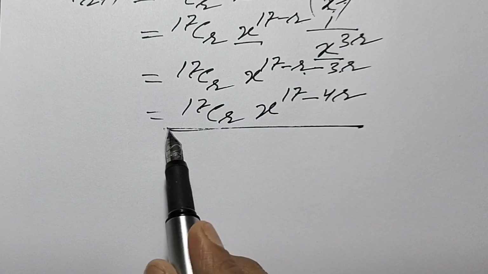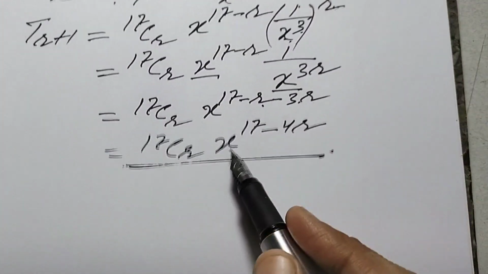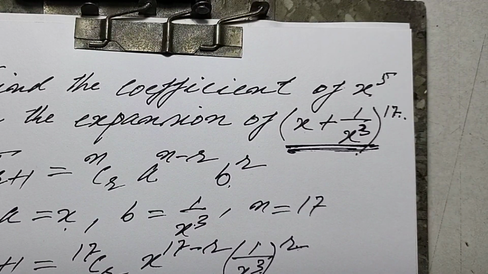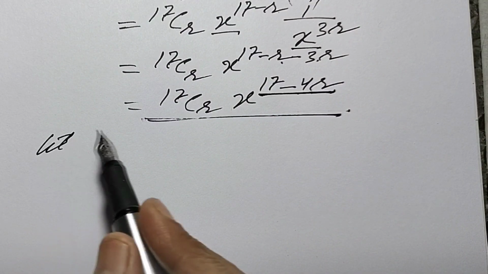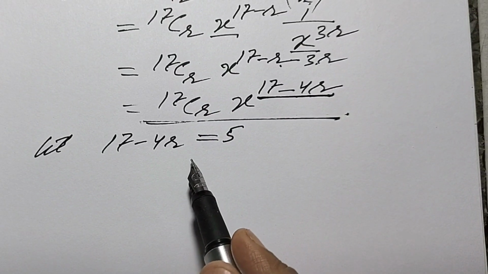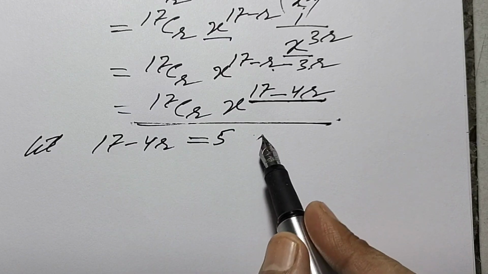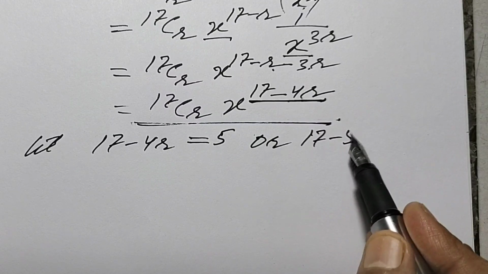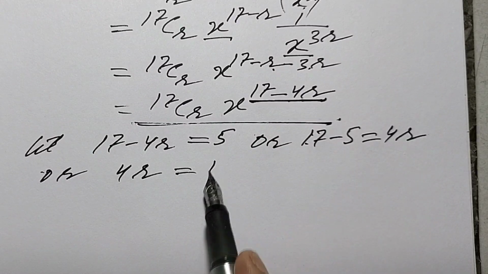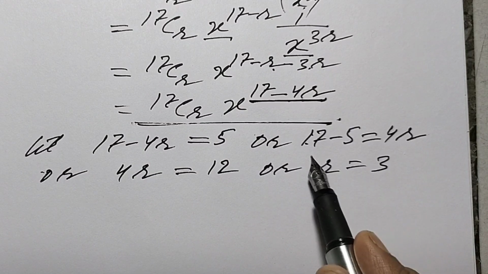After writing this kind of general expression for any arbitrary term r, what we have to do next? We have to equate this exponent to 5, that is the given exponent in our question. So we say let 17 minus 4r is equal to 5. And in solving this equation, we need to find out the value of r. So 4r should be transposed to this side and 5 to this side. So we have 17 minus 5 is equal to 4r, or 4r is equal to 17 minus 5, which is 12, or transposing 4 to this side, 4 will divide 12. So we get r is equal to 3.